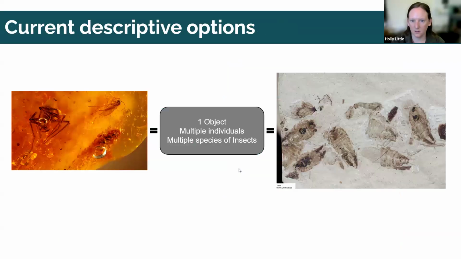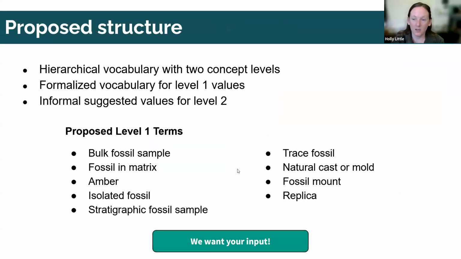Next slide, and then the next slide since I already talked about that one. So for the vocabulary for material entity type, the way we have been approaching this is we think it's likely that we will need a hierarchical vocabulary with two concept levels. So one being a more formalized vocabulary at one level of granularity, and then having an option to have a more informal suggestive vocabulary for level 2 if you need to get more specific.